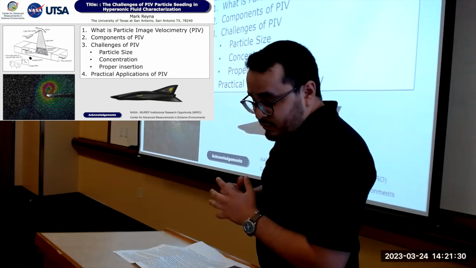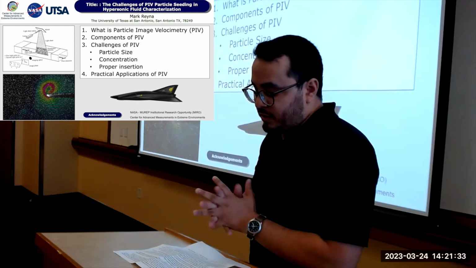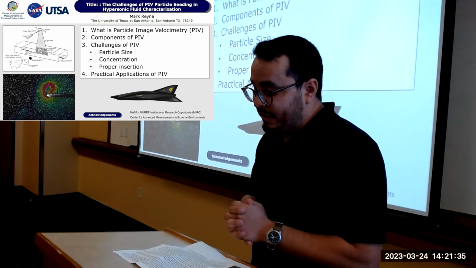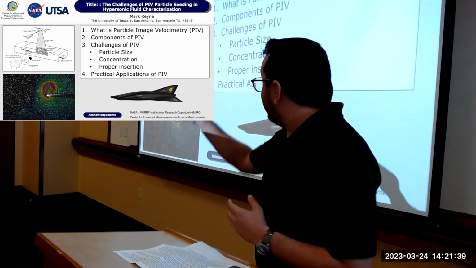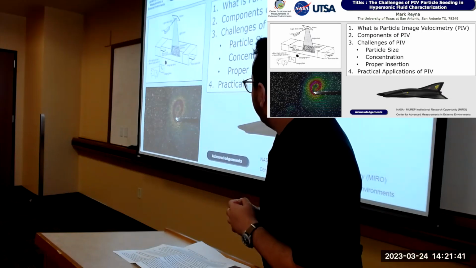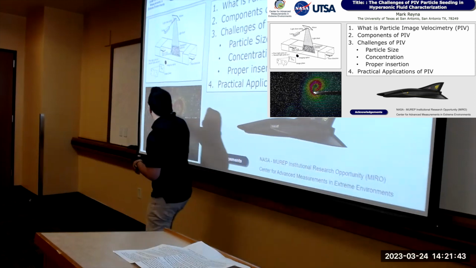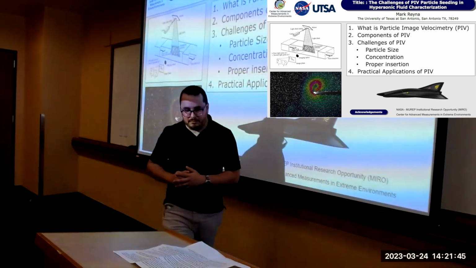So the image that you see at the top shows a typical setup for a 2D PIV system. The black dot represents the camera. The rectangle at the top is the laser, and you can actually see the time differentiation between T and T prime.